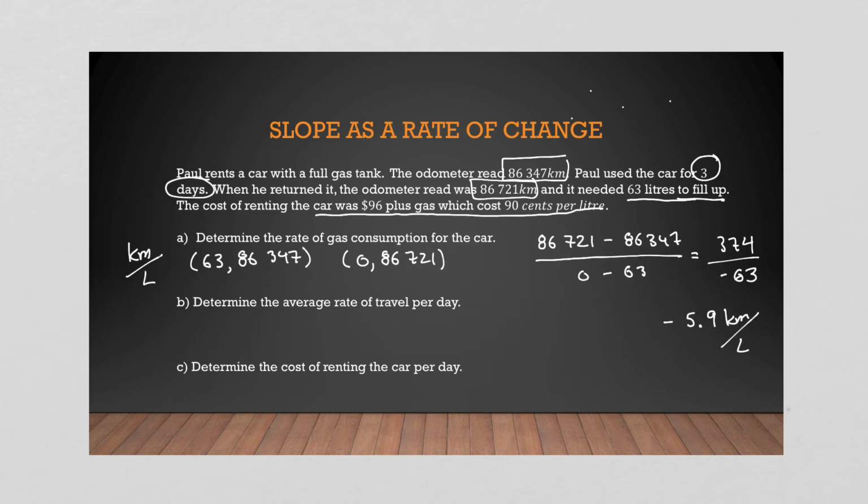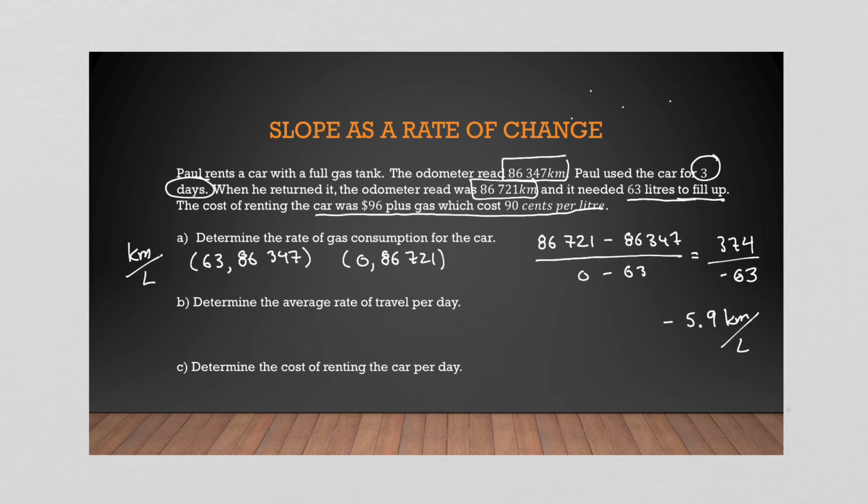So the fuel consumption isn't negative 5.9, but just think about what fuel consumption means. It means how much fuel you're using. So obviously your fuel is going to decrease, so you have a decreasing slope. But the fuel consumption of the vehicle, you would just say, is 5.9 kilometers per liter.